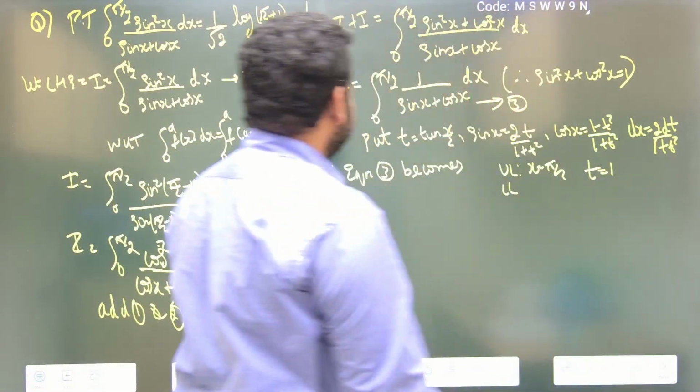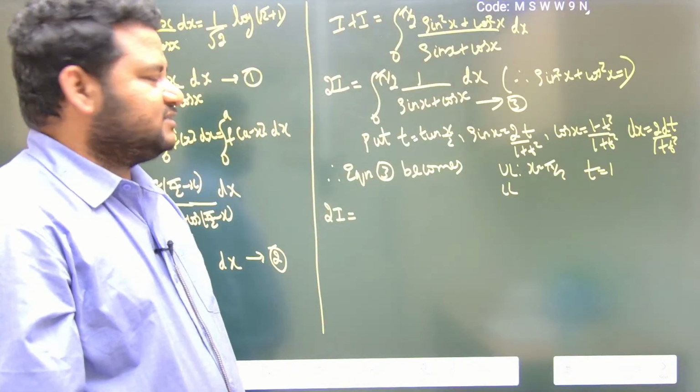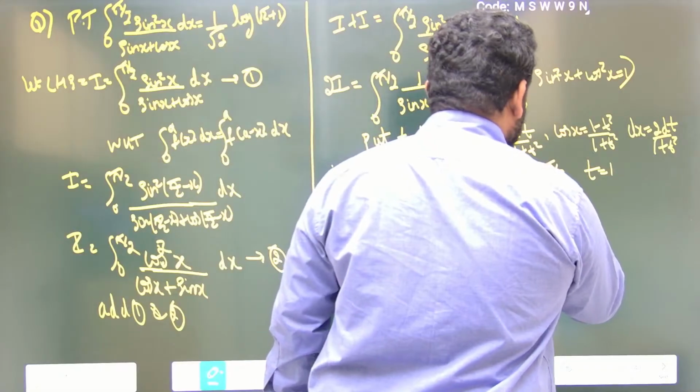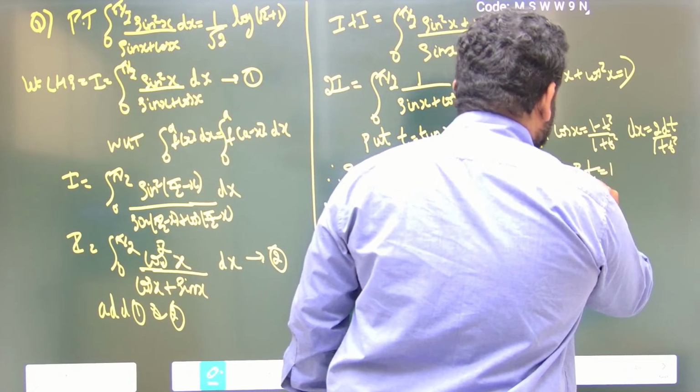Okay, what is the lower limit? It is 0. So tan(0/2) is tan 0, and tan 0 is 0 only. So x is equal to 0, and therefore this implies t is equal to 0.